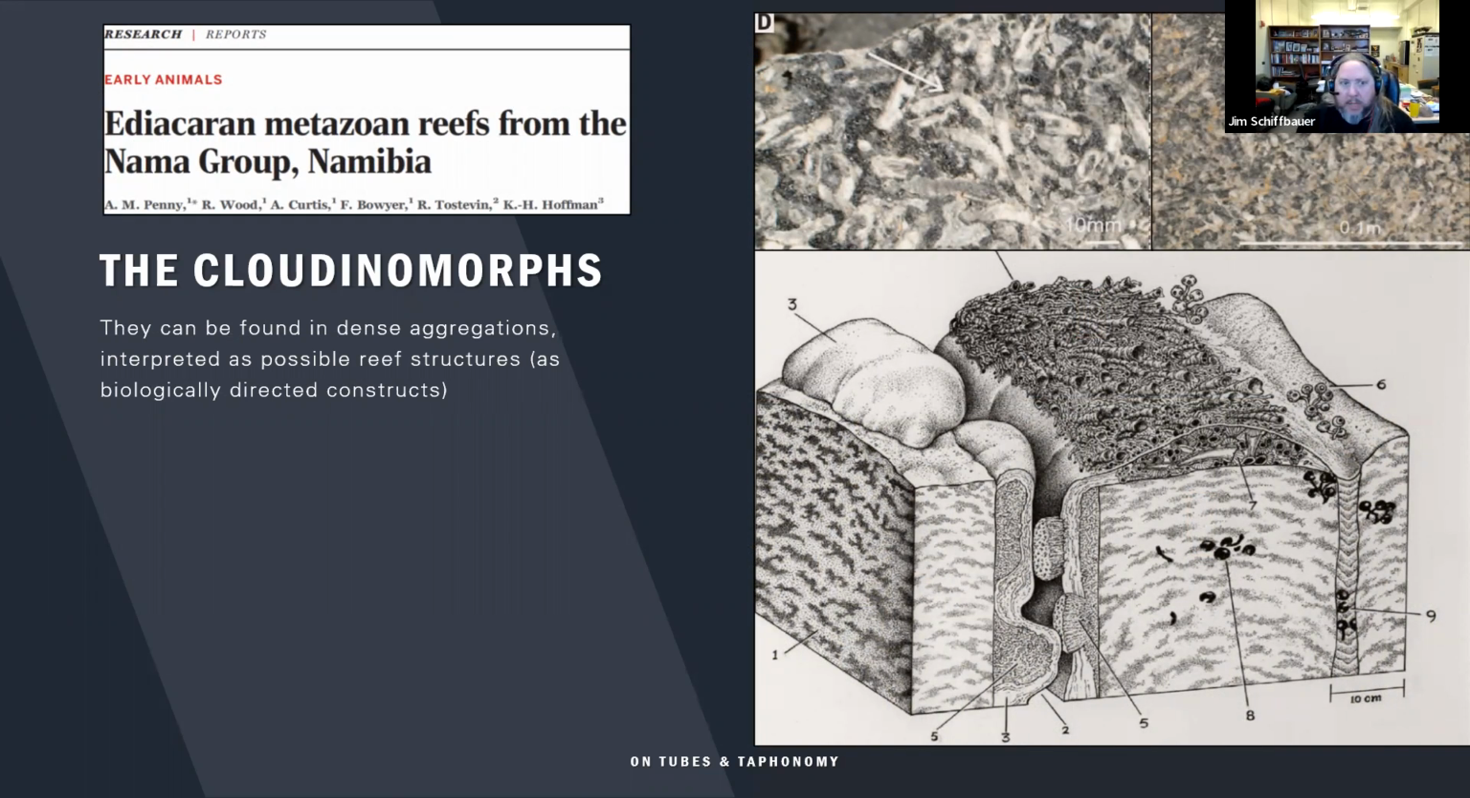We can find the cloudinids in these dense aggregates. They've been interpreted by Rachel's group, Amelia Penny specifically led this paper, as potentially being reef structures, or a biological construct, where much like worm reefs today or other coral reefs, we have large abundances of these organisms in the shells growing together effectively.